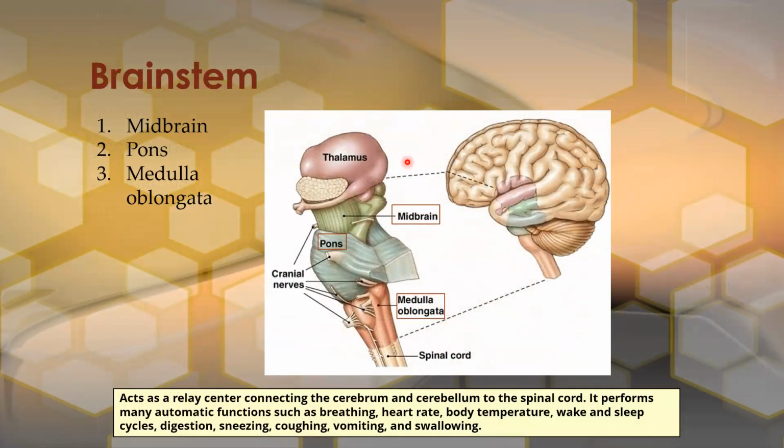This is the brainstem, not including the thalamus. The brainstem consists of midbrain, pons, and medulla oblongata. It acts as a relay center connecting the cerebellum to the spinal cord inferiorly, and it performs many automatic functions such as breathing, heart rate, body temperature, wake and sleep cycles, digestion, sneezing, coughing, vomiting, and swallowing.